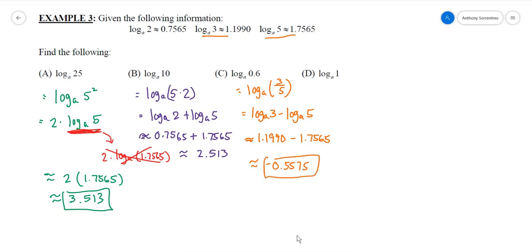And then D is actually a lot easier if you think about what it's saying. I mean, yeah, you could sit here and say, well, that's equal to the log base a of maybe 2 divided by 2, or you could say 3 divided by 3, or 5 divided by 5. It doesn't really matter. And then use the quotient property.